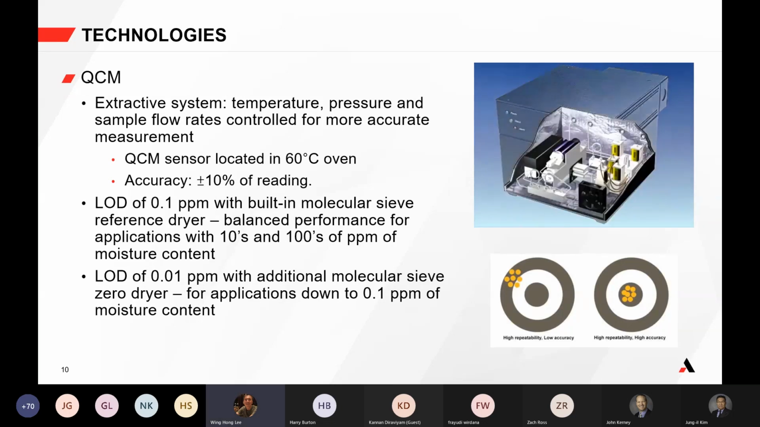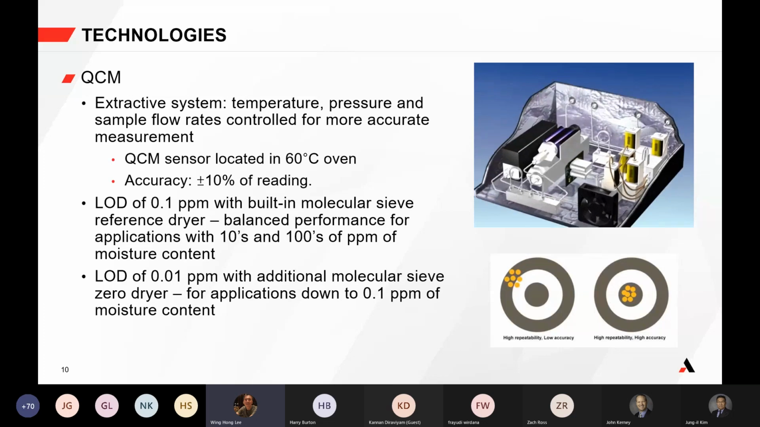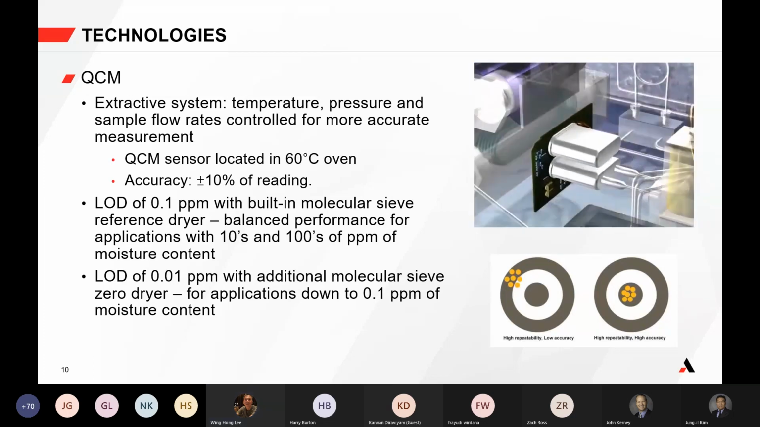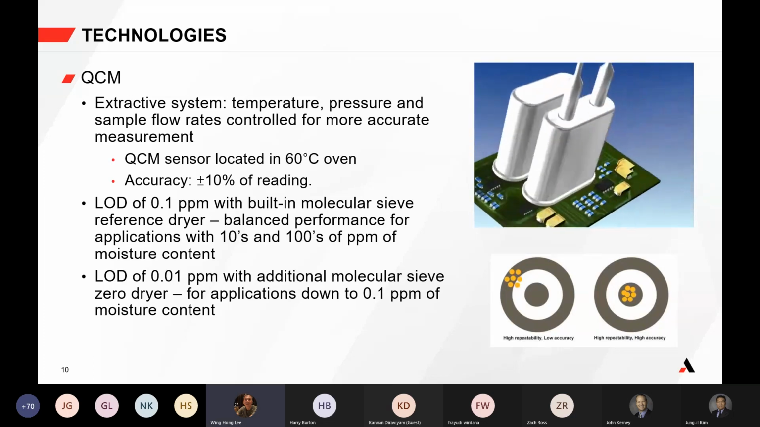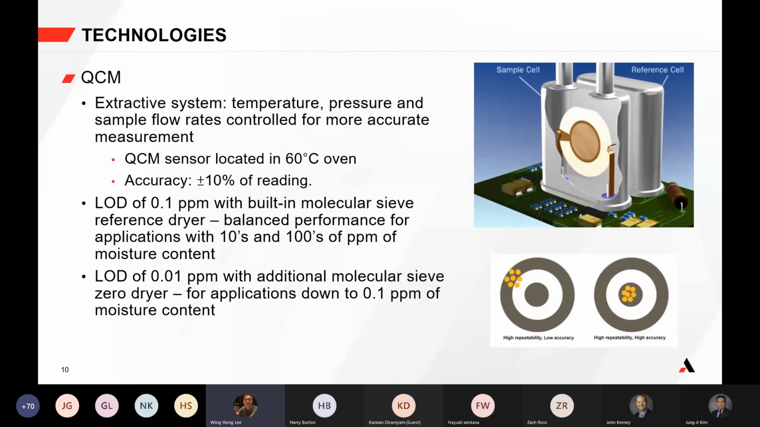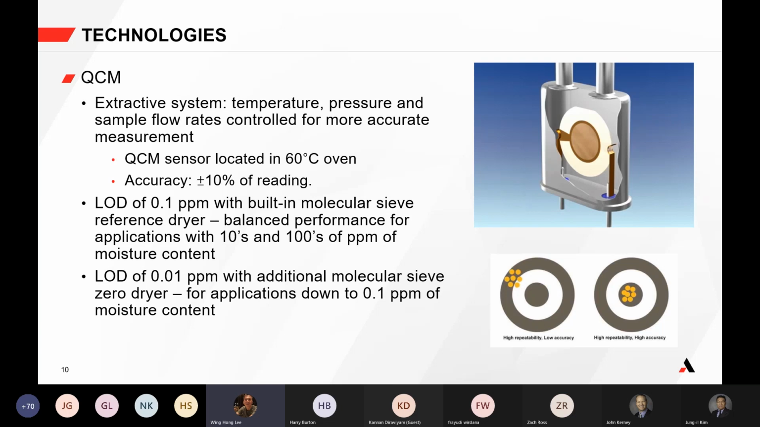With a reference dryer, the limit of detection is 0.1 ppm, a good balance of performance for applications with moisture levels of 10 to hundreds of ppm. With an additional zero dryer, the limit of detection is 0.01 ppm, for applications down to 0.1 ppm of moisture content.